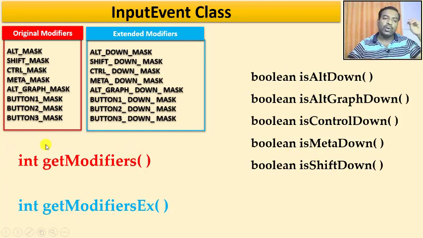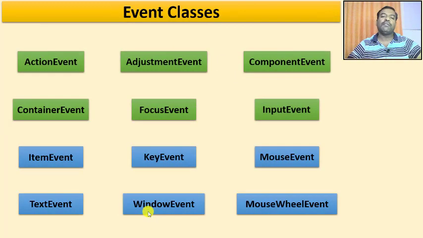And if you want to know what modifier has been used from the original modifiers, I am going to use the getModifiers method. And if you want to know which extended modifier has been used, we are going to use int getModifiersEx, that is the short form of extended. These are the methods we are going to have in the InputEvent class.